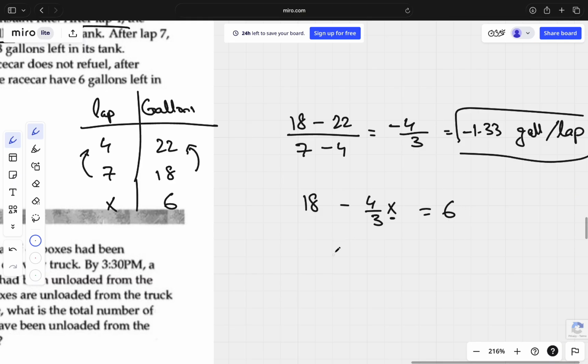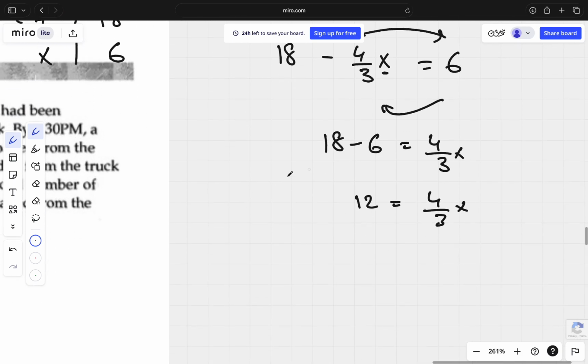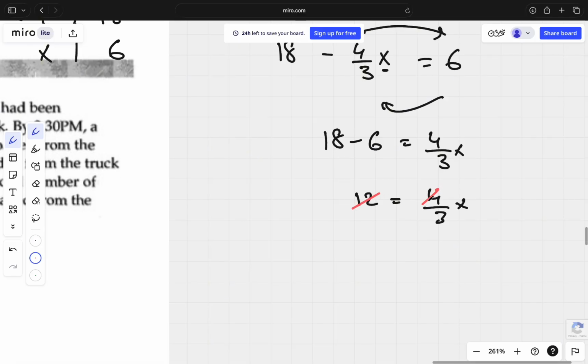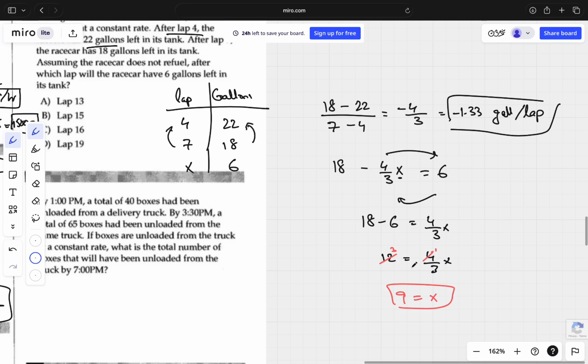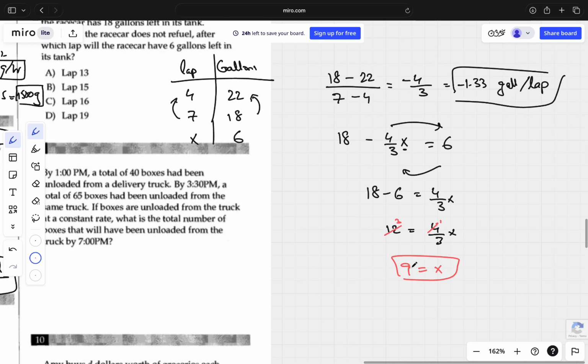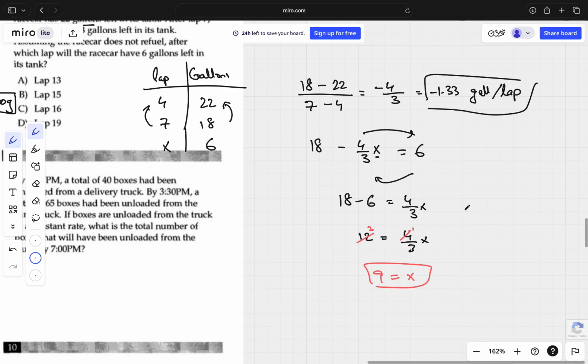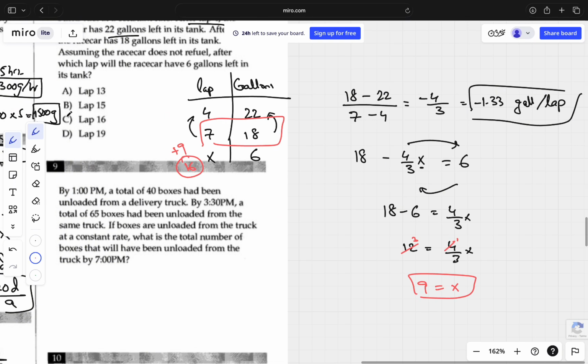So if you solve for this equation, you can bring this here and this here. So you get 18 minus 6 is equal to 4 over 3x. 18 minus 6 is 12, equals 4 over 3x. You can divide 12 and 4. So 4 times 1, 4 times 3 is 12. 3 times 3 becomes 9. So 9 is equal to x. So it'll be 9 more laps until we have 6 gallons left. So we have 9 more laps to go. Right now we're on lap 7. If you add 9 more laps, we'll be on lap 16. So on lap 16, we'll have 6 gallons left.